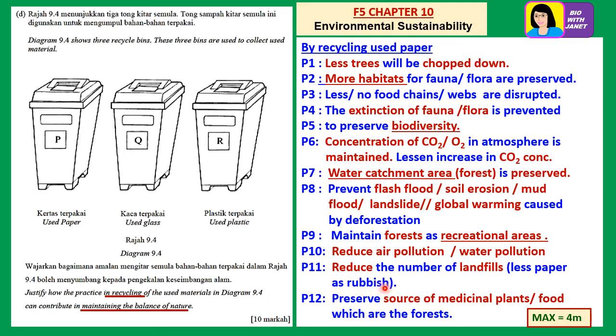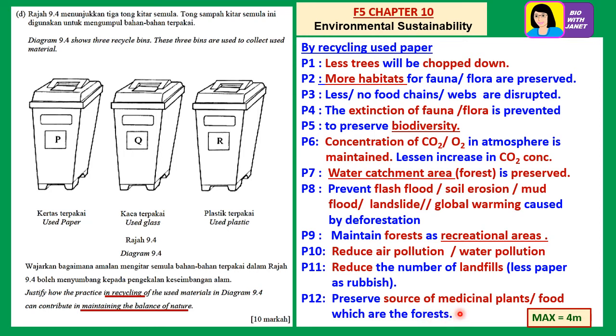So every day, a lot of paper is thrown away in the plastic bags, right now. Whether it's paper used for writing or books or even tissue paper. So that increases the amount of rubbish thrown into the landfill, which is a place to collect the rubbish. Okay, so we can reduce the number of landfills when we reduce the paper that's thrown away as rubbish. And lastly, preserve the source of medicinal plants and food, which are the forests.